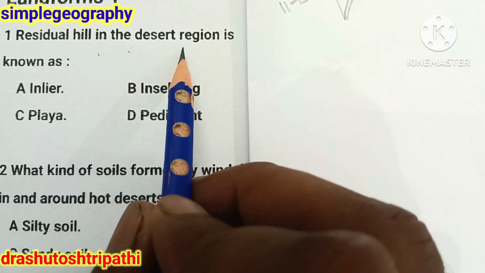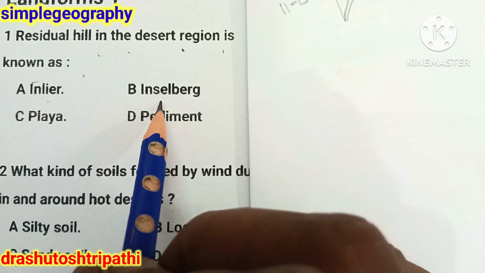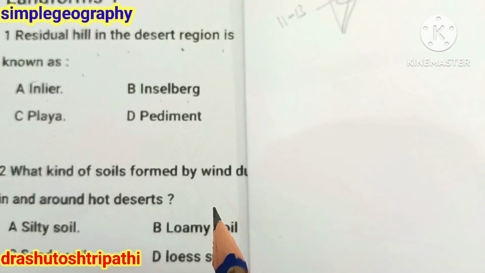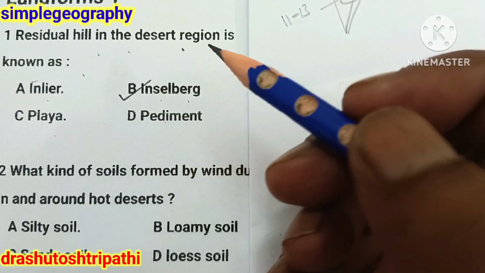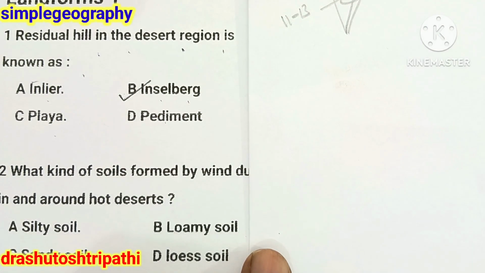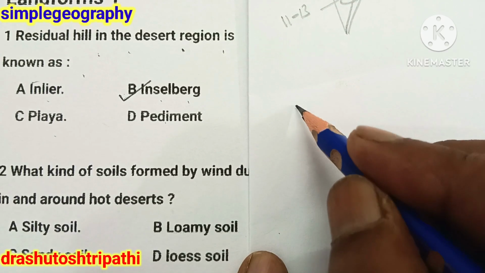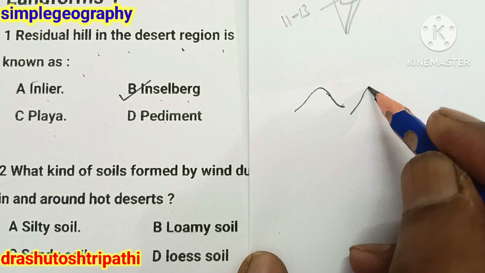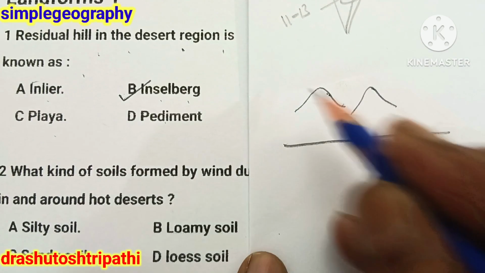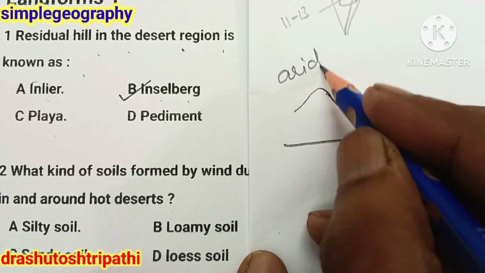Residual hill in the desert region is known as Inselberg, Playa, Bolson or Pediment. The answer is Inselberg. What is actually an Inselberg? An Inselberg is a sharply rising residual hill like this one, formed in an arid region.